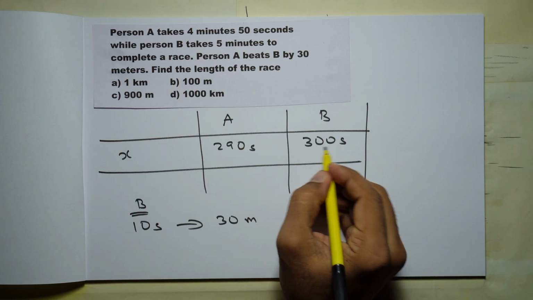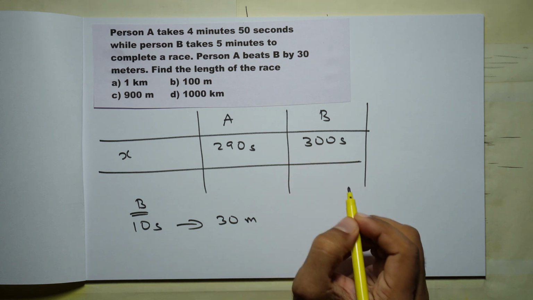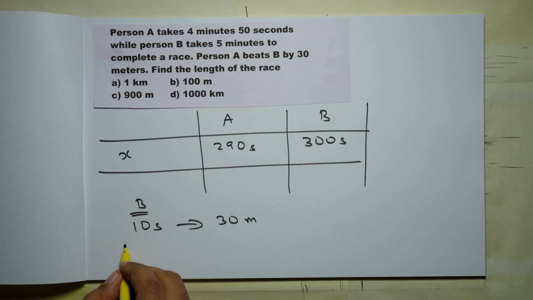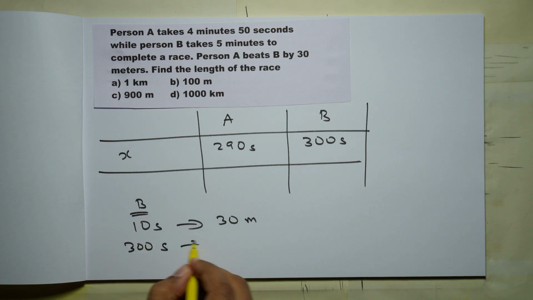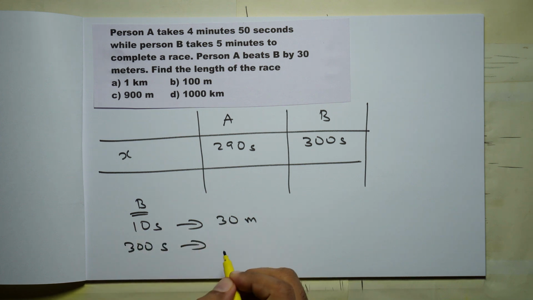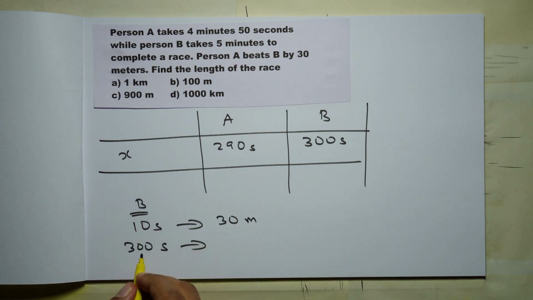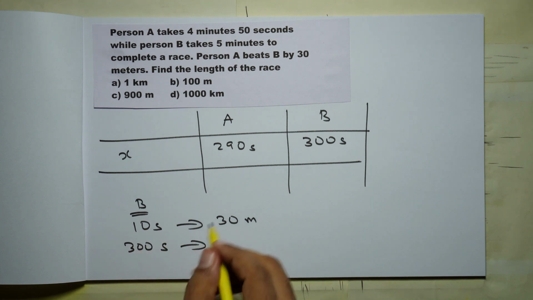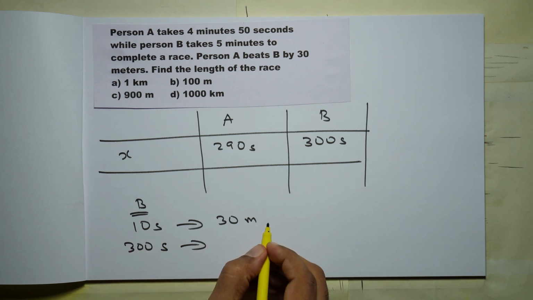Now B will complete the whole race in 300 seconds. So we'll just find out the distance traveled by B in 300 seconds. In 10 seconds we know B will do 30 meters. 300 seconds means you have multiplied by 30. That is 10 into 30 is 300. So time has been multiplied by 30, so distance should also be multiplied by 30.